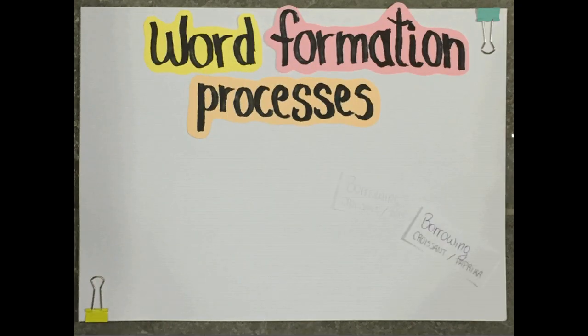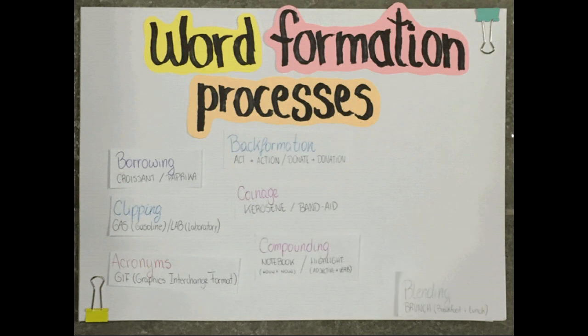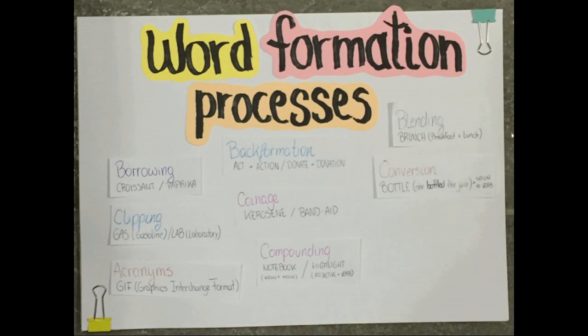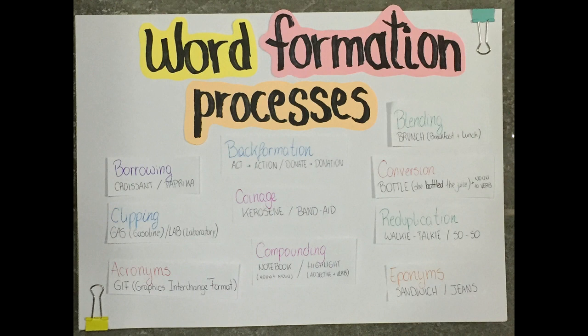Apart from word formation through derivational affixes, English also employs other word formation processes such as borrowing, clipping, acronyms, back formation, coinage, compounding, blending, conversion, reduplication, and eponyms.